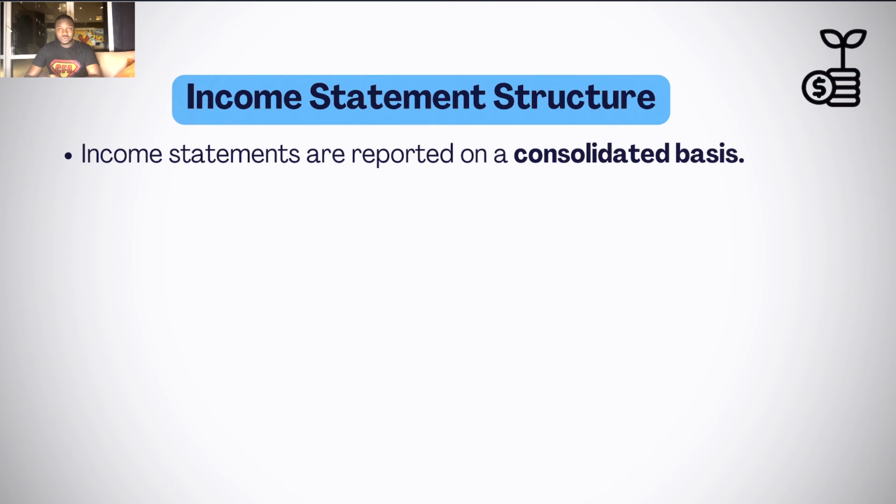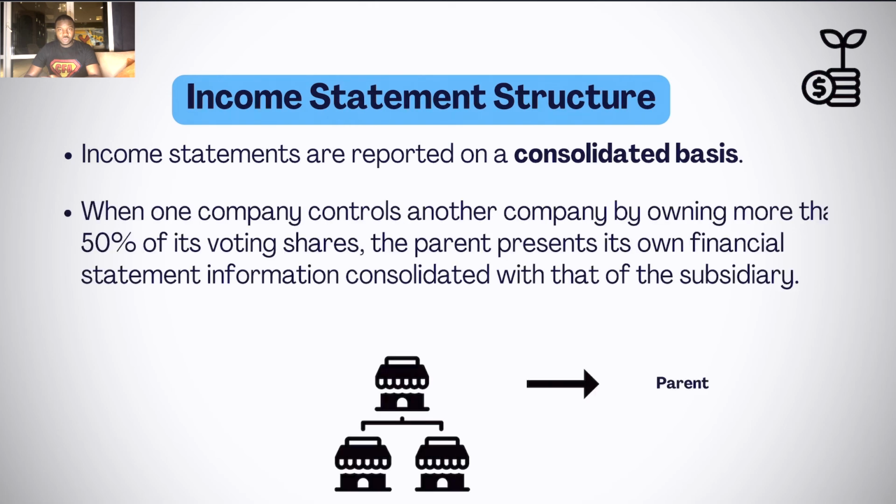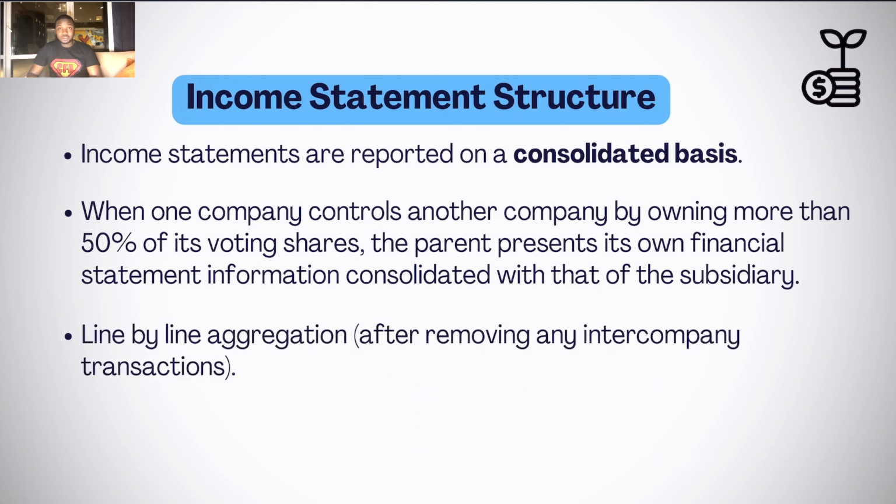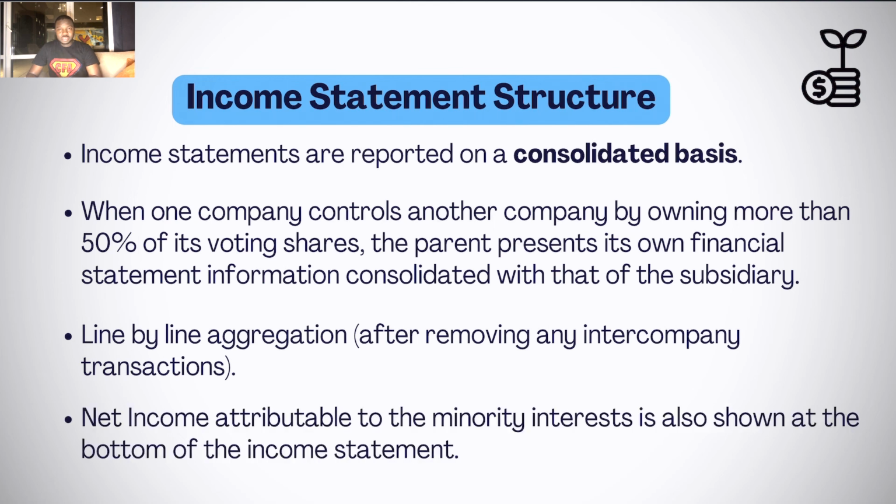This means that they include income and expenses of subsidiary companies under the control of a parent company. When one company, known as the parent, controls another company, which is the subsidiary, by owning more than 50% of its voting shares, the parent presents its own financial statement information consolidated with that of the subsidiary. This means that each line of the consolidated income statement includes the entire amount of the relevant line item on the subsidiary's income statement after removing any transactions between the parent and the subsidiary. The net income attributable to minority interests is also shown at the bottom of the income statement next to shareholders' equity.